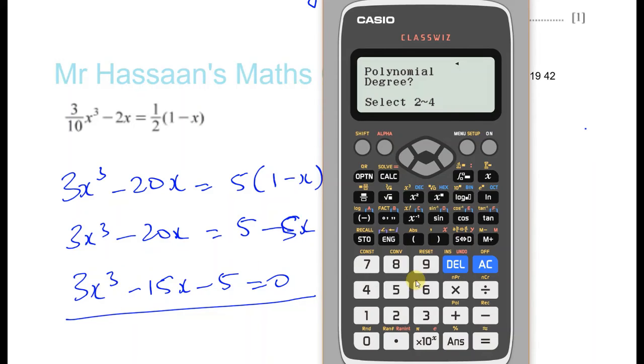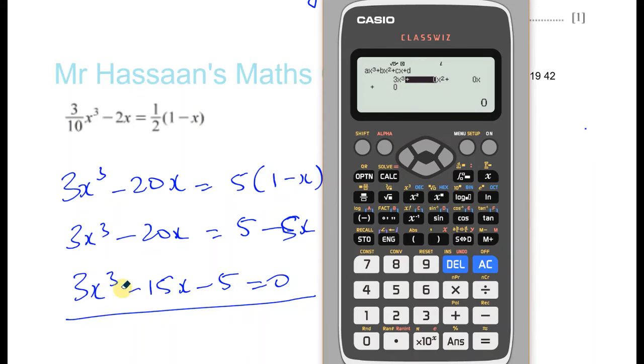Okay, the degree is 3, so we're going to select 3. So it's a cubic. Then they're asking us to write down ax cubed plus bx squared plus cx plus d. So you've got to write down the coefficient of x cubed. In this case, it's 3 here. And I press equals.